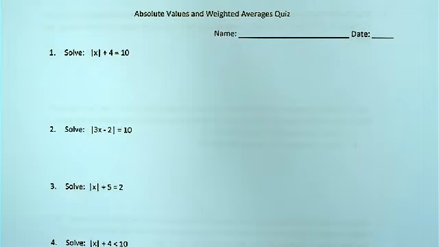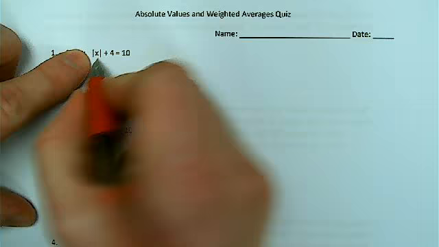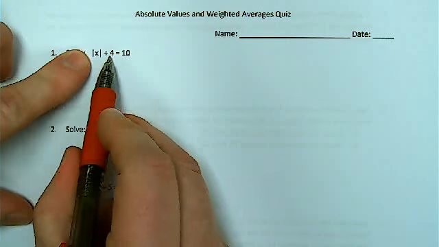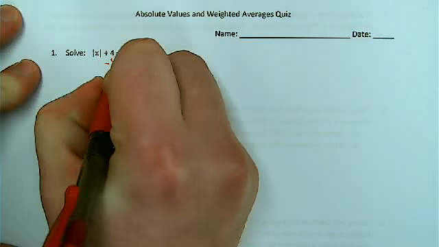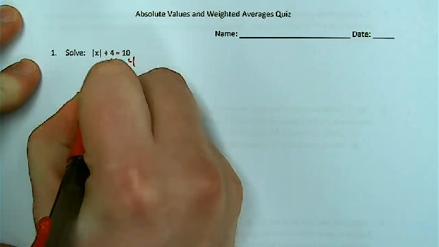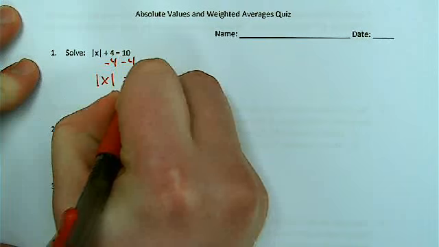Alright, so we're going to take this quiz one step at a time. This first problem, the absolute value of x is here, and there's a 4. Now, almost all of us did this perfectly fine. You're going to subtract 4 from both sides of the equation. Gives the absolute value of x on one side, 6 on the other.